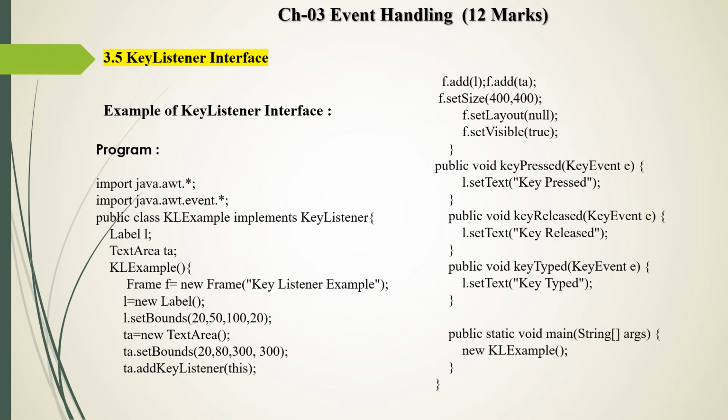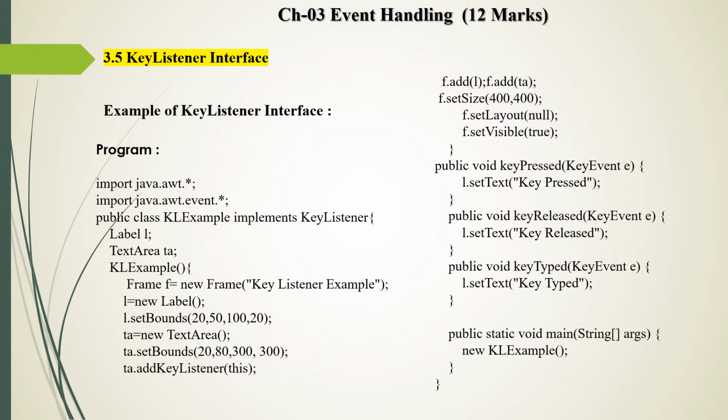So this is a simple program. At last we define the main method, public static void main(String args[]), and then we create one object of our class KLExample. In this program we create two components, a label and a text area, and our text area is registered with our key listener. It means when you type something in the text area, that time the label is generated.